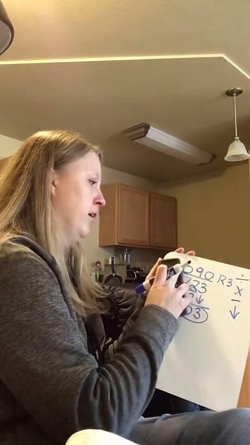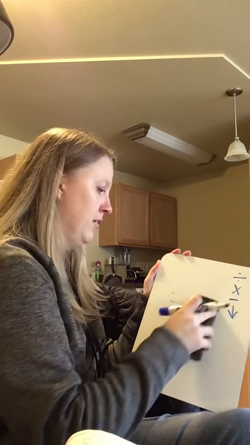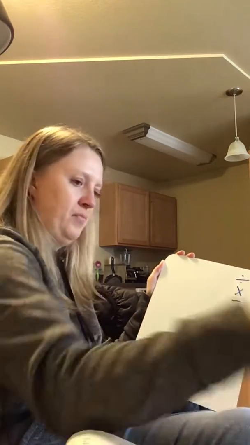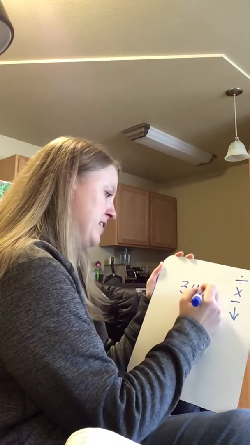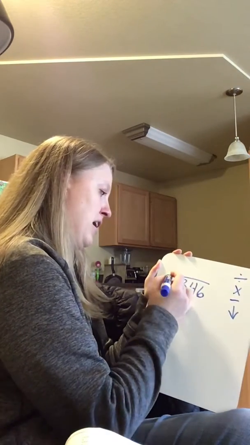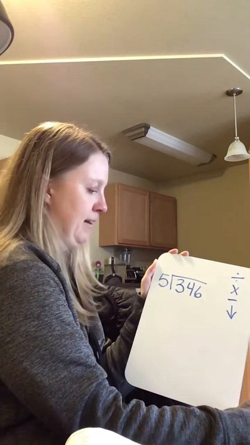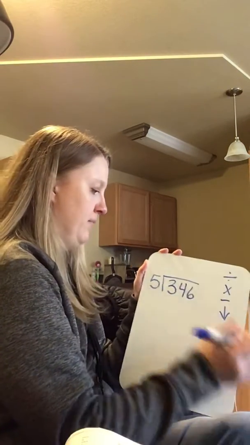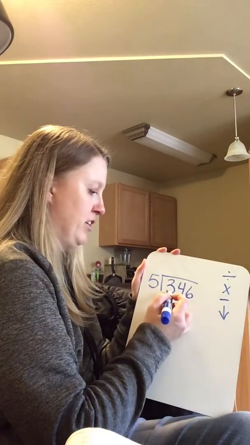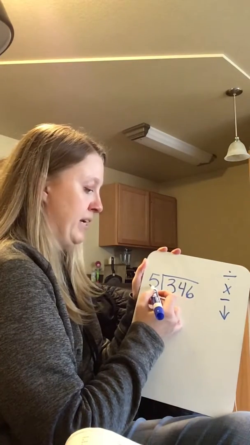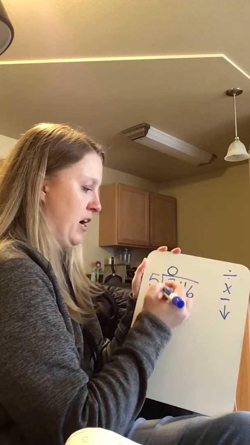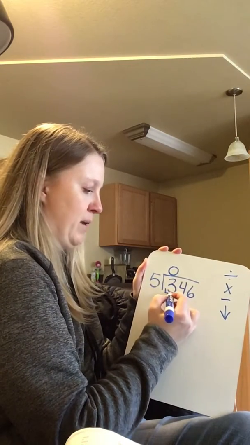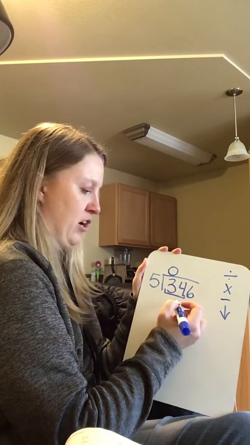All right, one more. Try not to erase those again. Let's do 346 divided by 5, okay? Okay, how many times can 5 go into 3? Well, it can't because 5 is bigger than 3. So 5 can go in 0 times, expand the number, and start over.